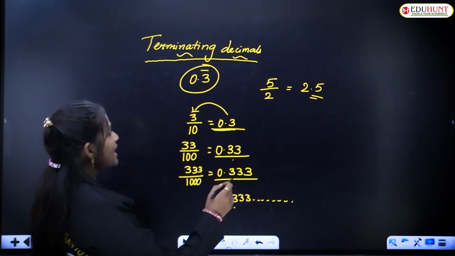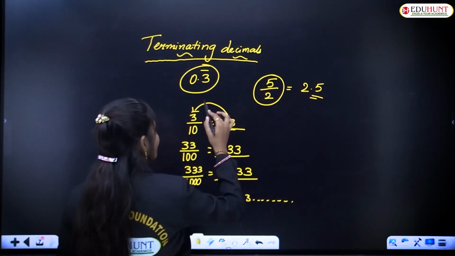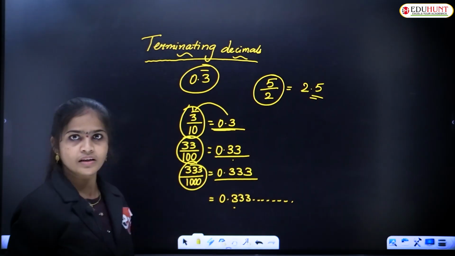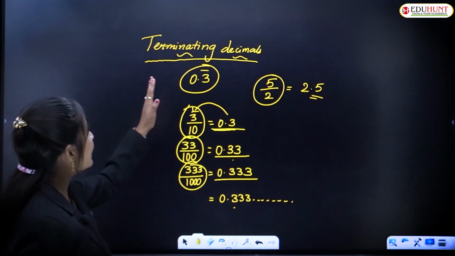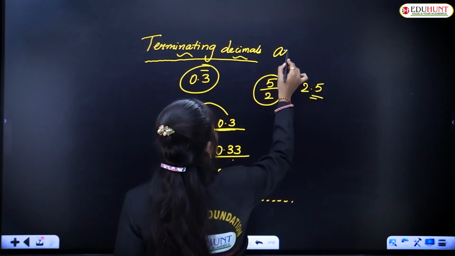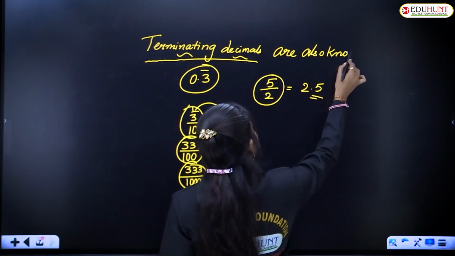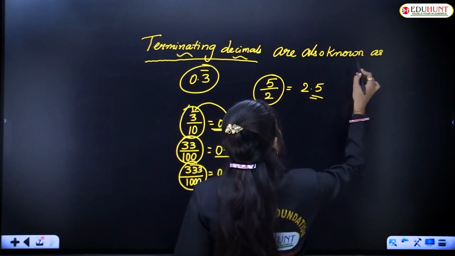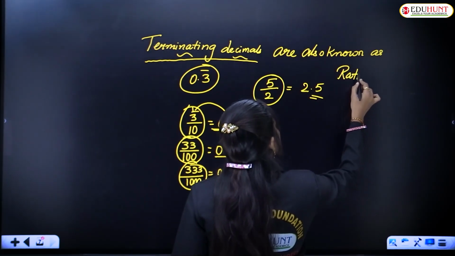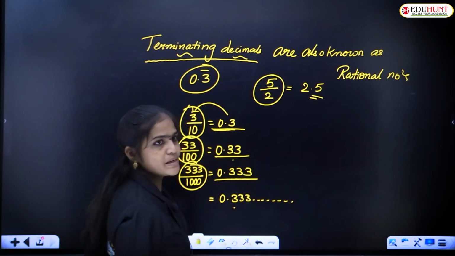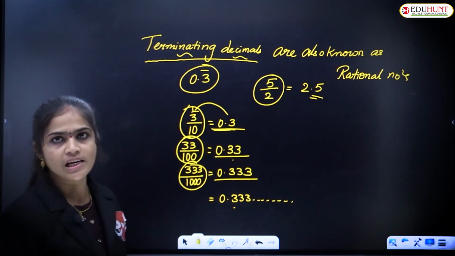These terminating decimals we can again write in the form of A by B, in the form of P by Q, right? So that's why terminating decimals are also known as rational numbers.